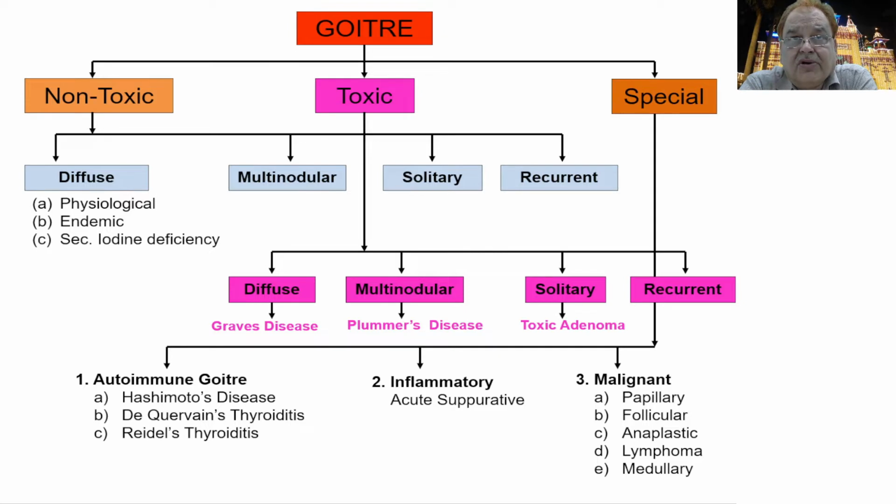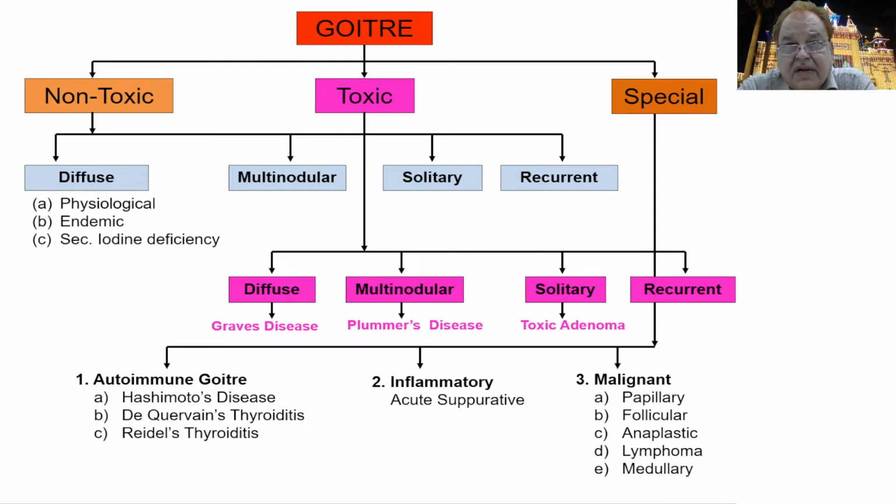Now in the non-toxic variety, it can be a diffuse variety, it can be a multinodular variety, a solitary nodule may be there, or a recurrent type of nodule may be there. In the diffuse variety, it can be because of physiological factors, or it may be endemic, or it may be because of iodine deficiency.